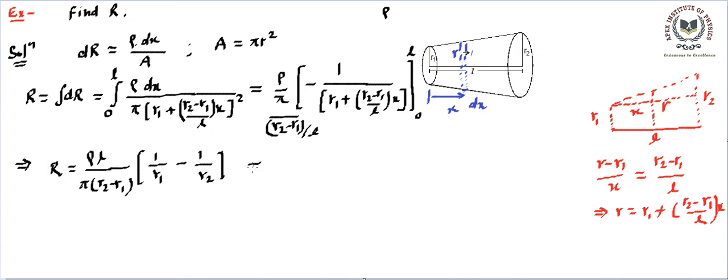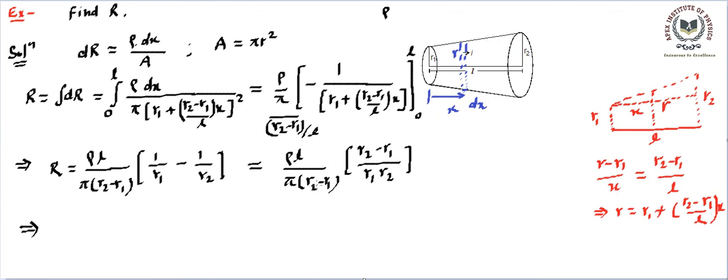If you are able to digest this, then we are very close to our answer. So it becomes rho L upon pi times (R2 minus R1) within that bracket. In this bracket, we are going to get R2 minus R1 in the numerator divided by R1 R2 in the denominator. Then you can see carefully that R2 minus R1 get cancelled out, so R is equal to rho L divided by pi R1 R2. You can remember this as a result as well, so this becomes our answer.